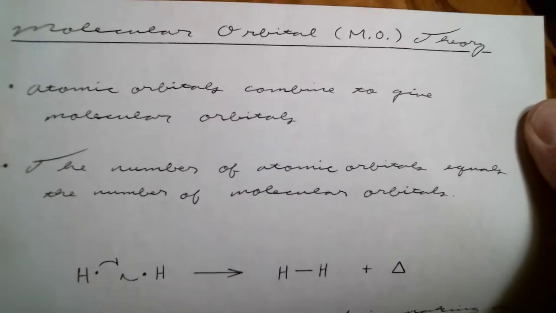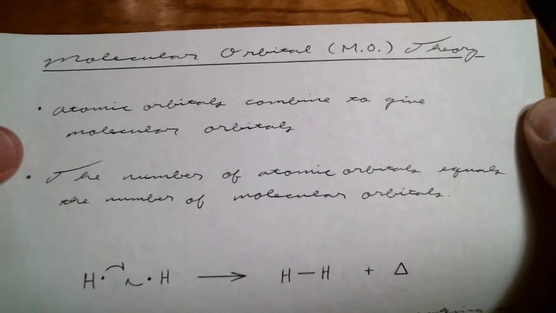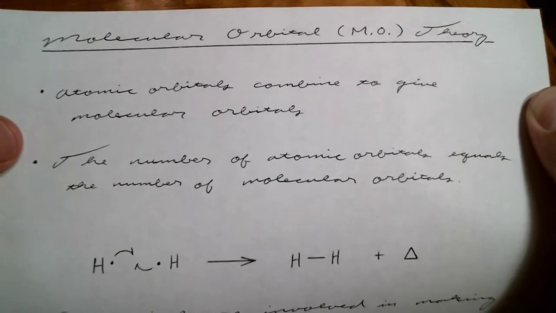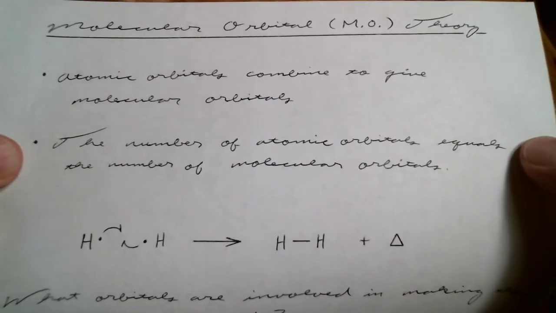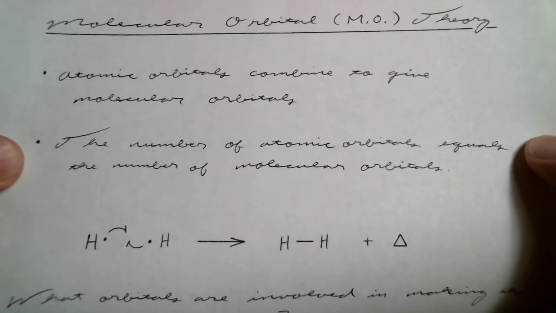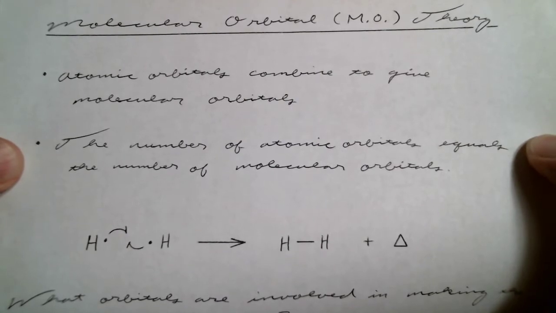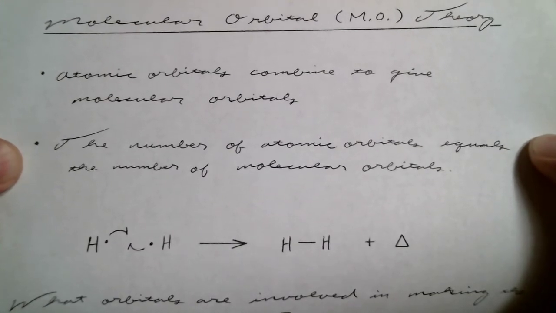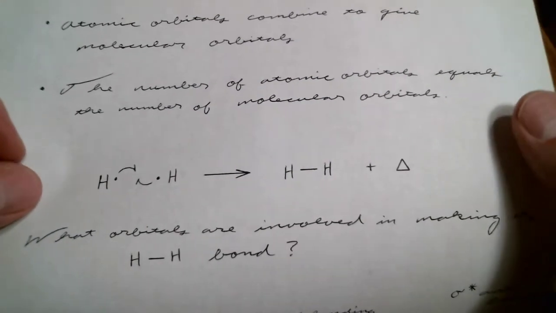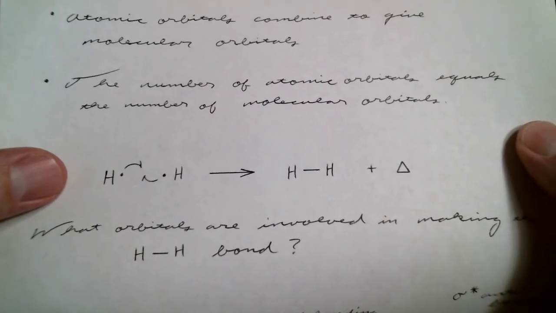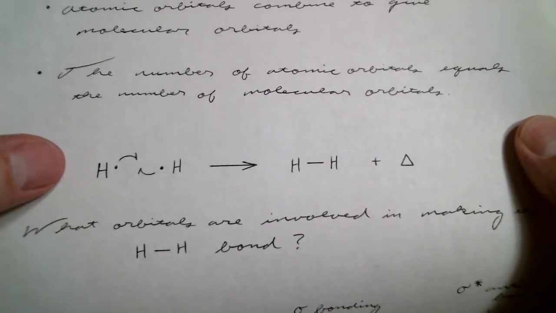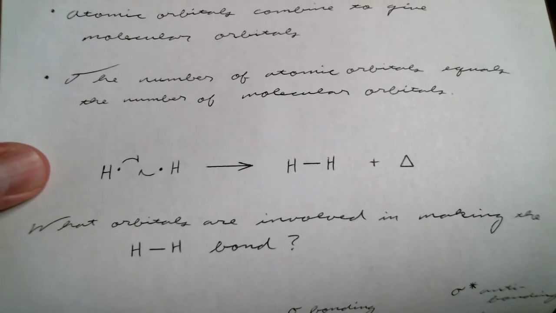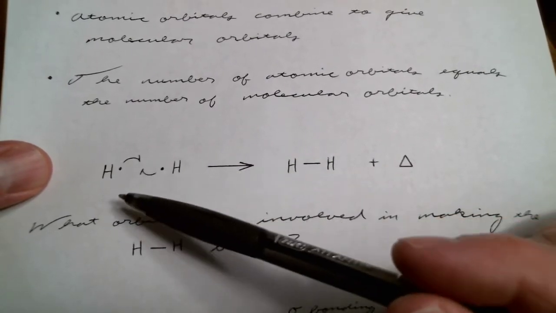Anyways, in MO theory, atomic orbitals combine to give molecular orbitals. Here's an interesting rule and simple to memorize. The number of atomic orbitals that are combined always equals the number of molecular orbitals that are formed. So let's consider diatomic hydrogen, H2 gas. Here we have two hydrogen atoms, each with their one electron.